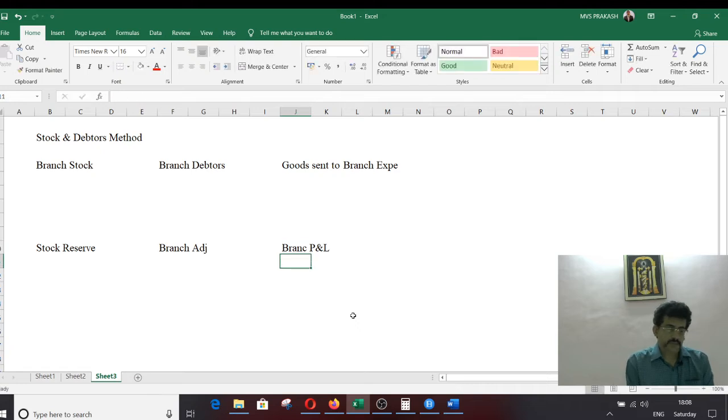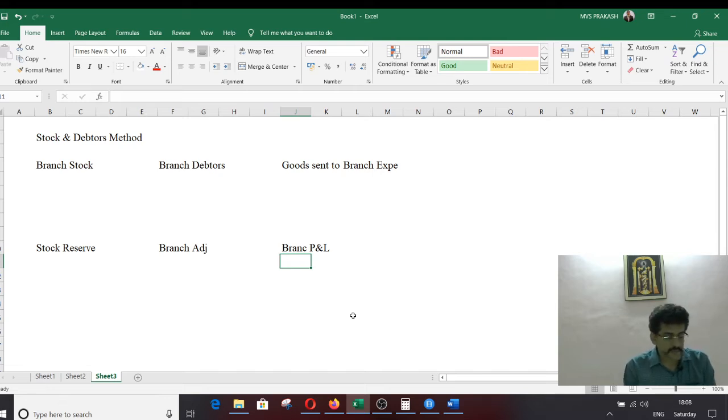So the stock account is one of the most important, where you will get your stock balance. The debtors account is one of the most important, where you will get the amount of opening debtors, closing debtors, credit sales made, cash received from debtors, discount allowed, whatever it is, that will be considered part of your branch debtors account. Then you are sending goods to the branch, so I need to maintain a separate account for that. Then we have a stock reserve account, which I need to maintain.